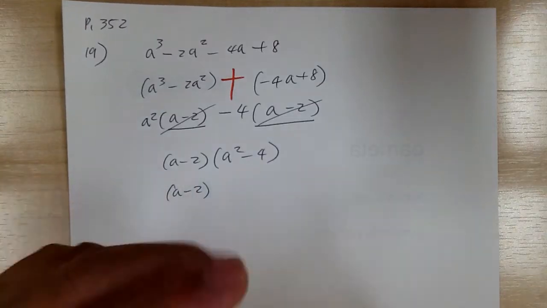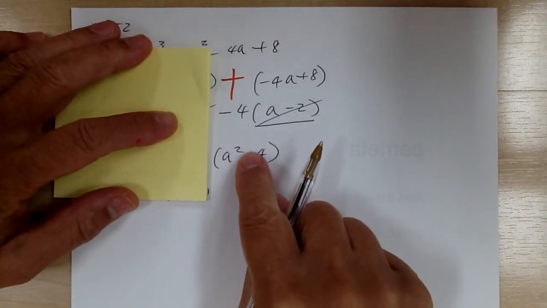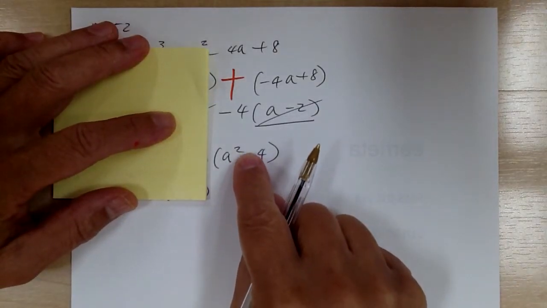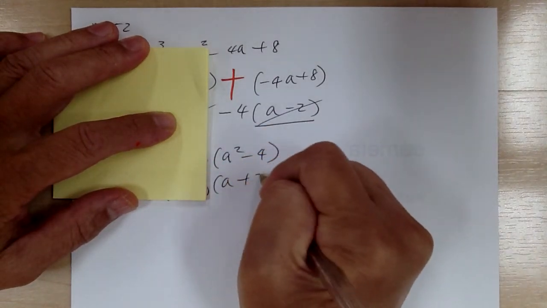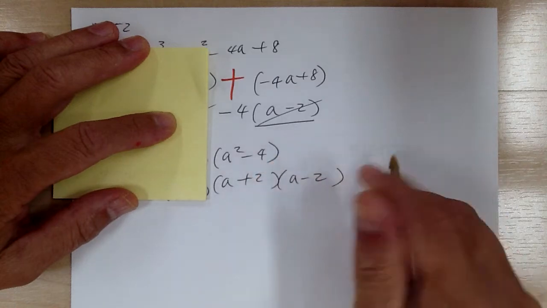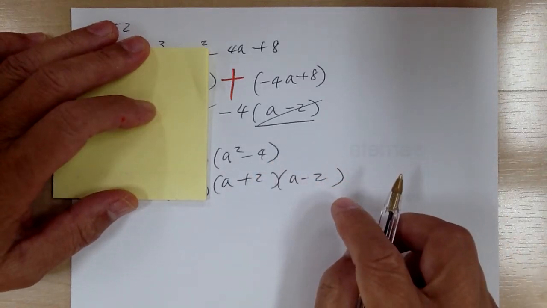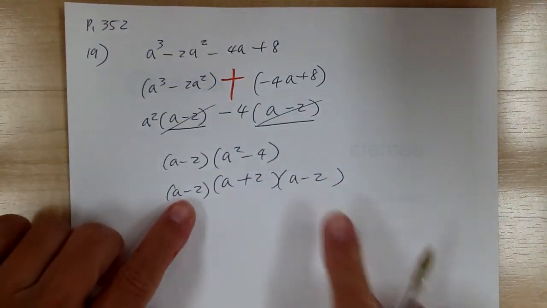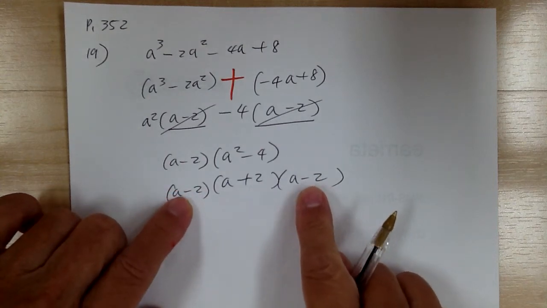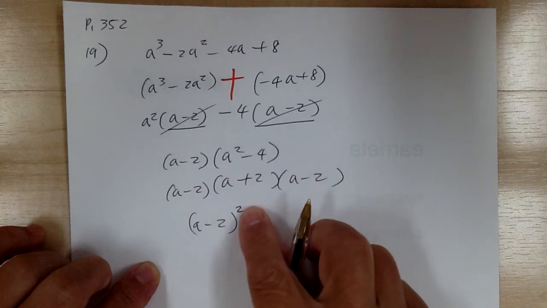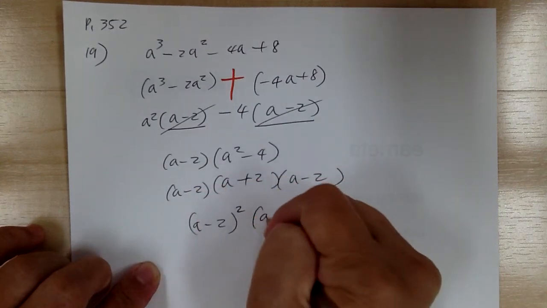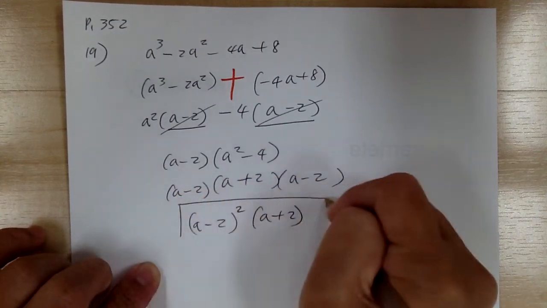So this part over here is still factorable. Again, when you have this square, you have to keep checking, see if you can do anything to it. So this would be conjugate, okay? So it'd be a plus 2, a minus 2, okay? And now notice you got 2 of these, right? So when you got 2 of these, it becomes a minus 2 square. Again, square means you got 2 of these, and then you got a plus 2, okay?